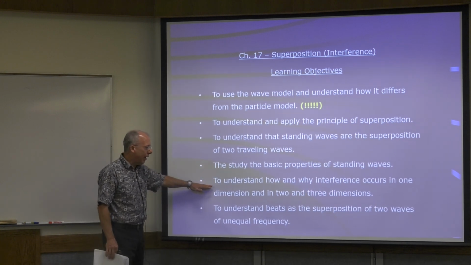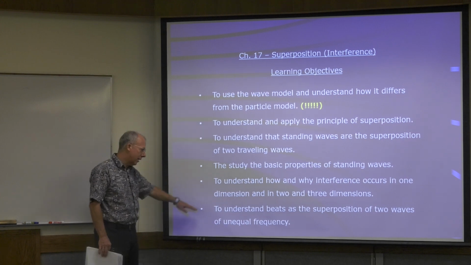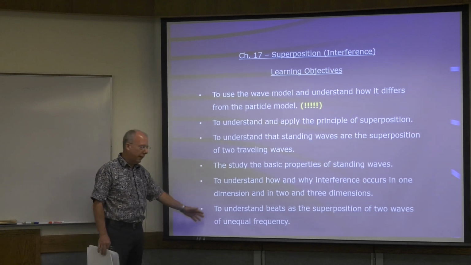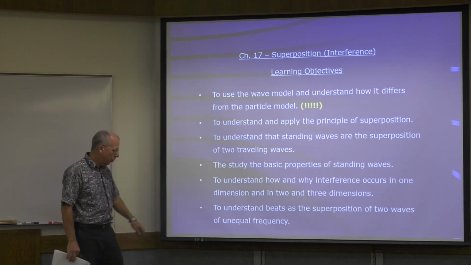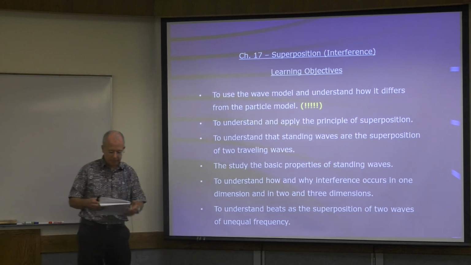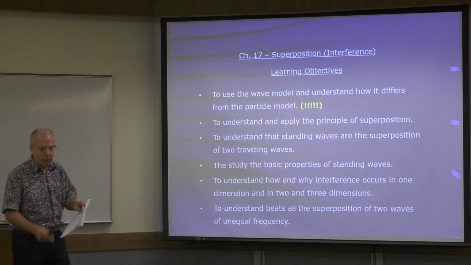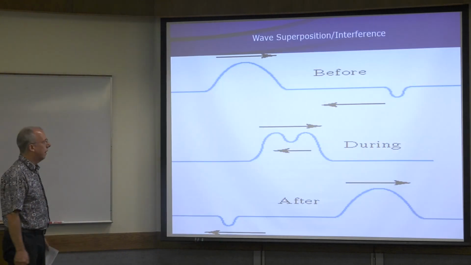We'll understand how and why interference occurs in one dimension and also in two and three dimensions. And then this is just an example. We'll understand beats as the superposition of two waves of unequal frequency. If you're a musician, you already know that. All right, so let's talk about superposition. Again, it's just a fancy word for interference.